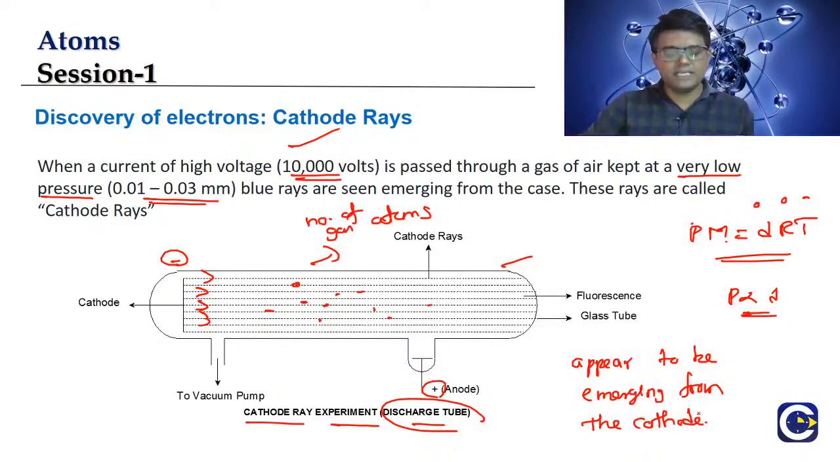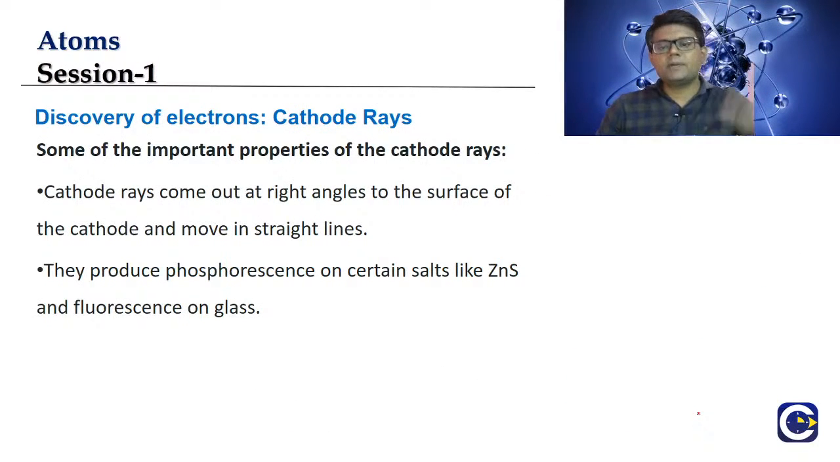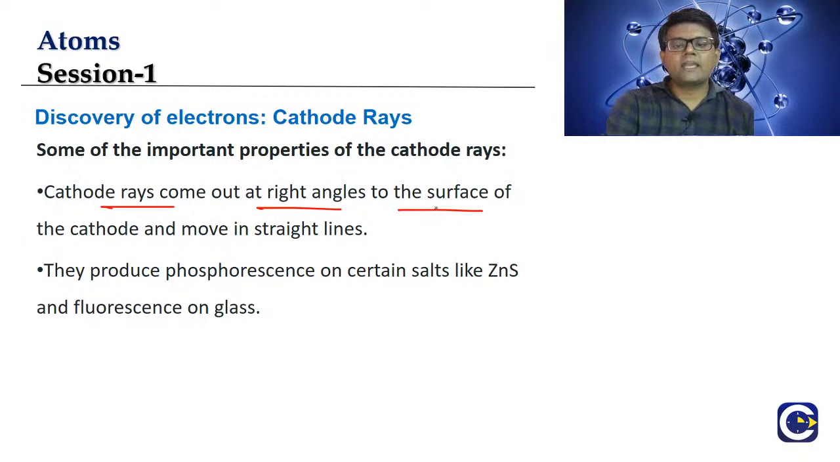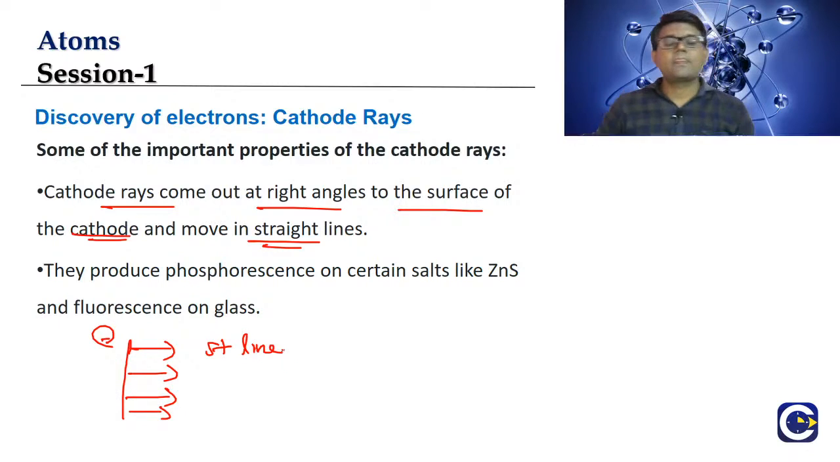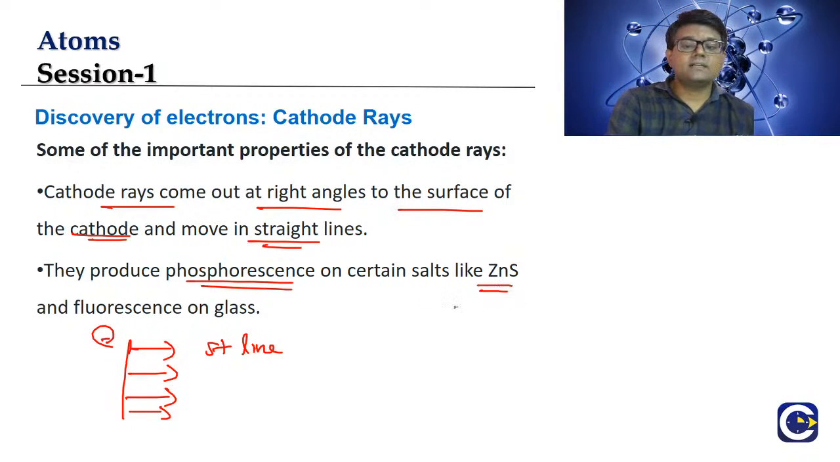So this is the observation that he made. If you look at the properties, first of all, cathode rays come at right angles to the surface of the cathode, and they are moving in straight lines. So if we have a cathode, they are coming normal to the cathode surface, and they are moving in straight lines. And another interesting thing is they produce the phosphorescence effect on certain salts like zinc sulfide.